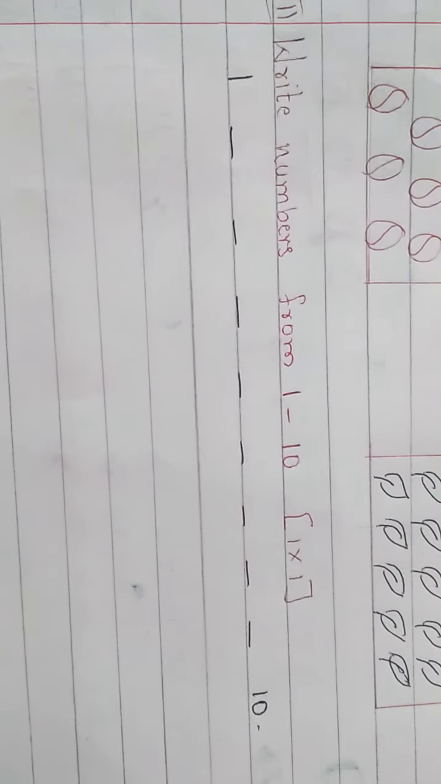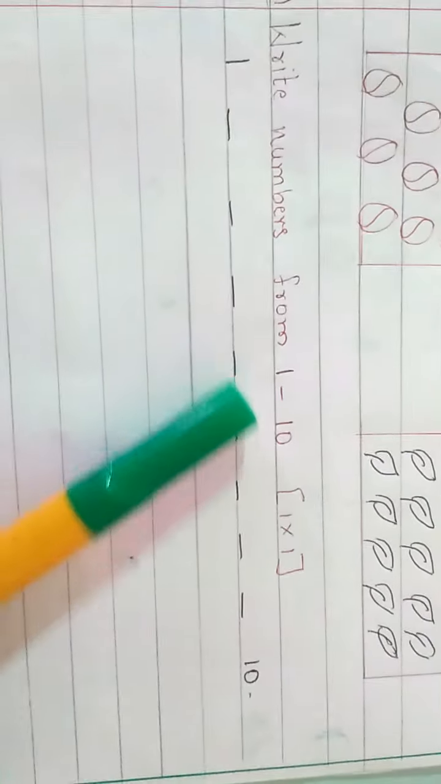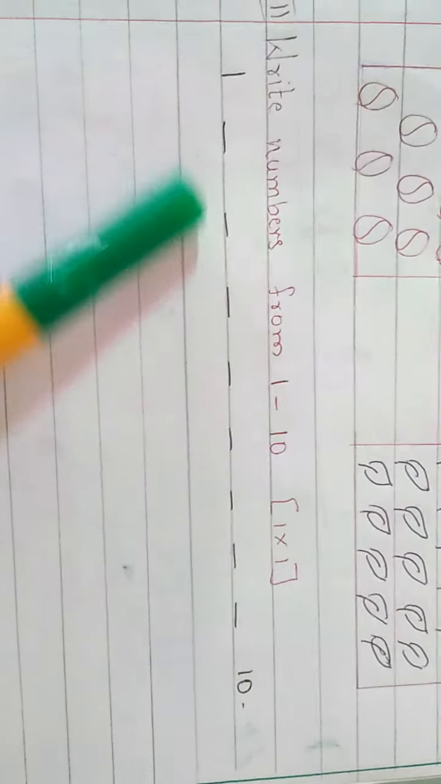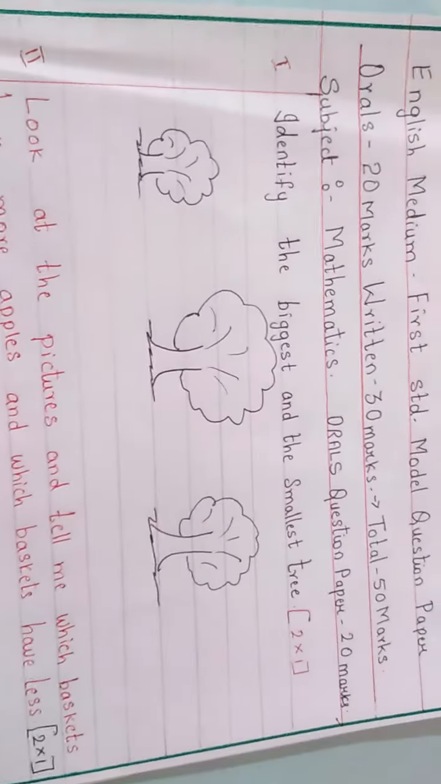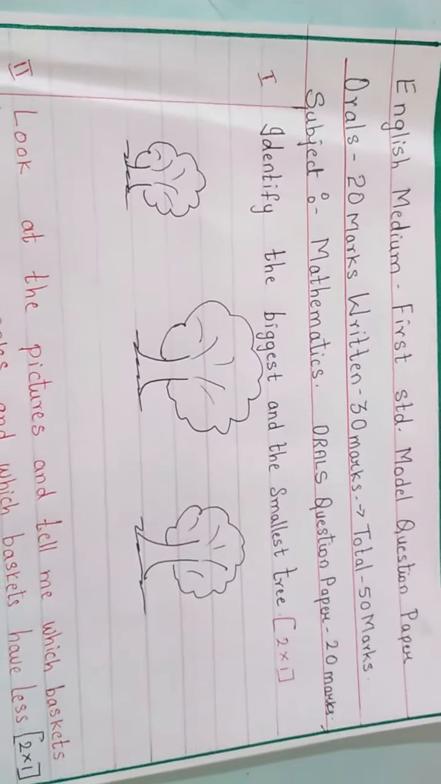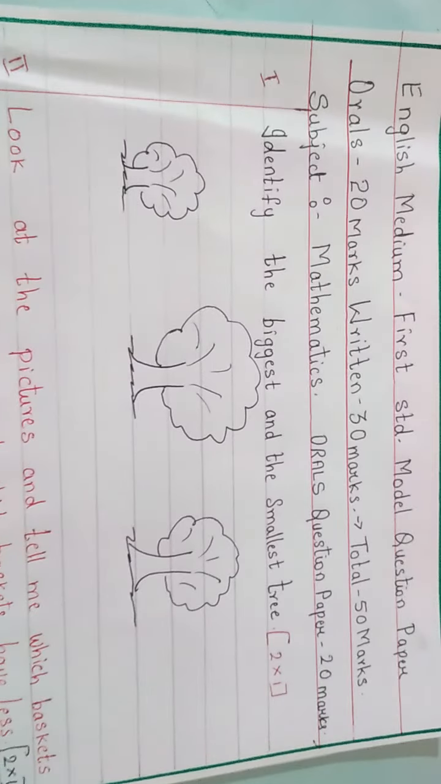The last question. Write the numbers from 1 to 10. The child has to fill the blanks and write the numbers from 1 to 10. It carries 1 mark. Once again, let's take a look at the model question paper.